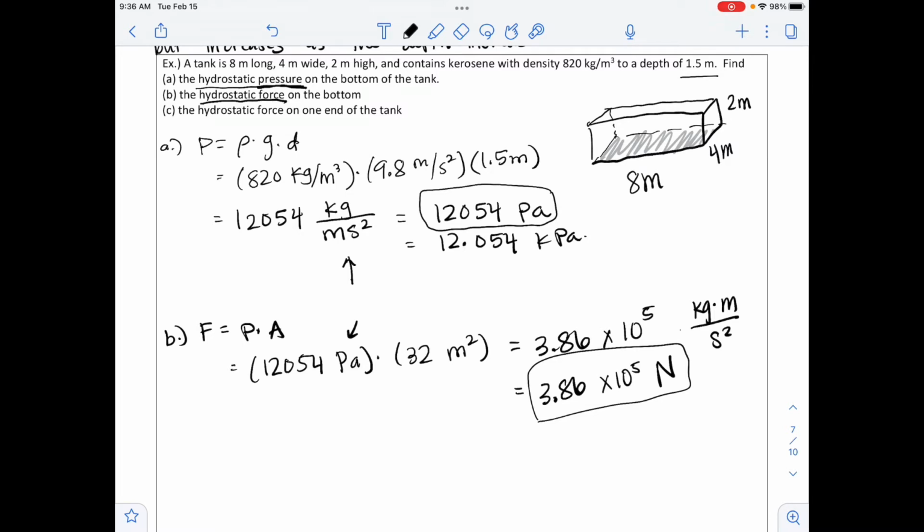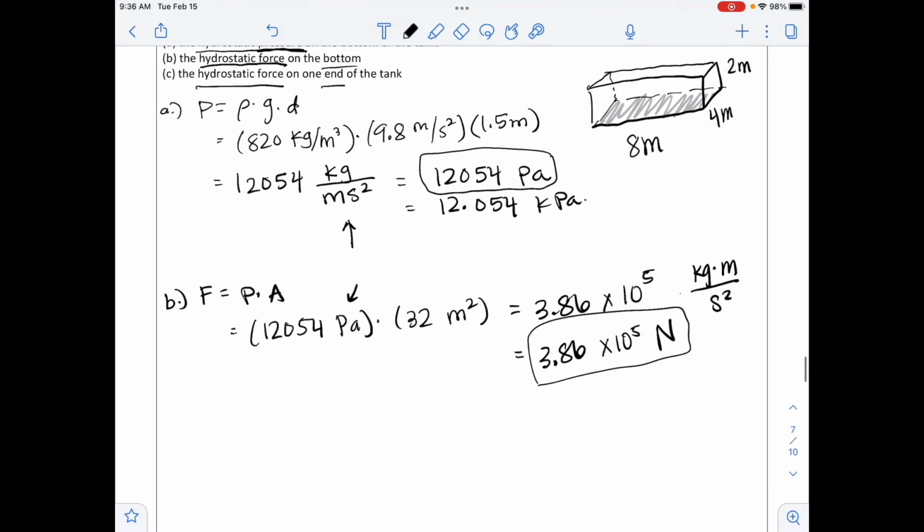Part C says find the hydrostatic force on one end of the tank. So this one's on the end, part B was on the bottom. And so part C, this on the end, if you think about this, I'll go ahead and look at this end on the right if I were to shade this. And it's different. So that force is going to be different at the bottom as it is going to be on the top. And so pressure changes as the depth changes.